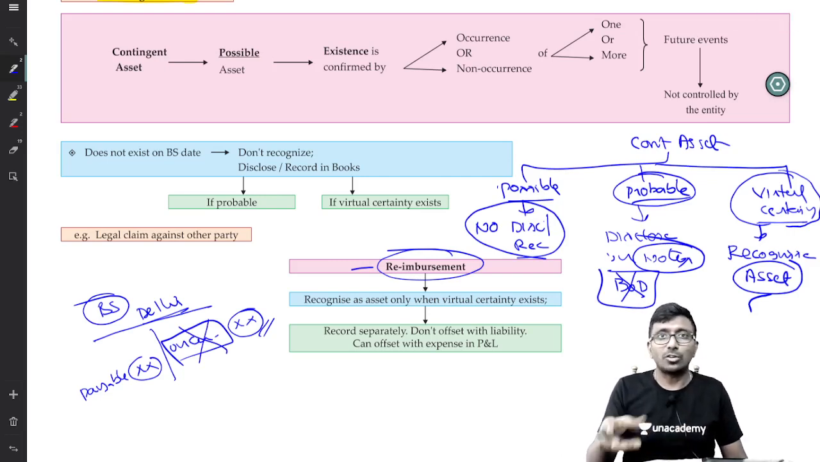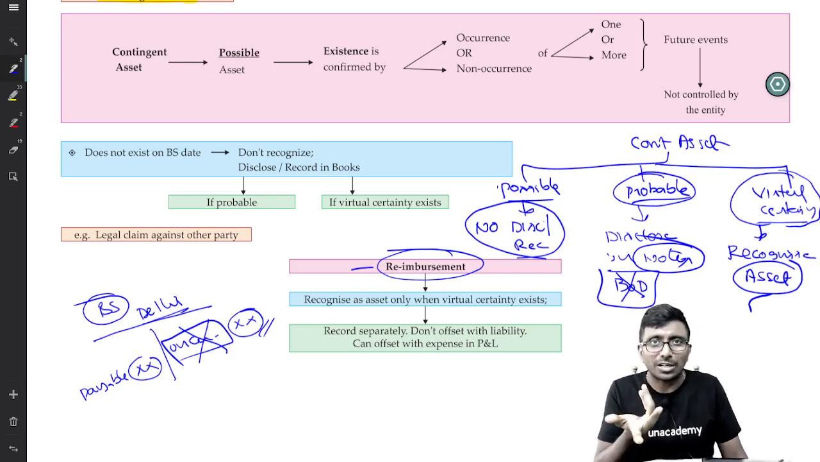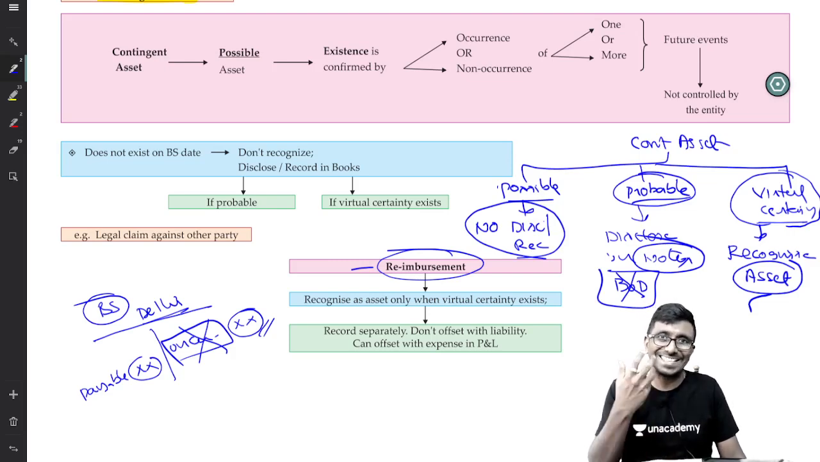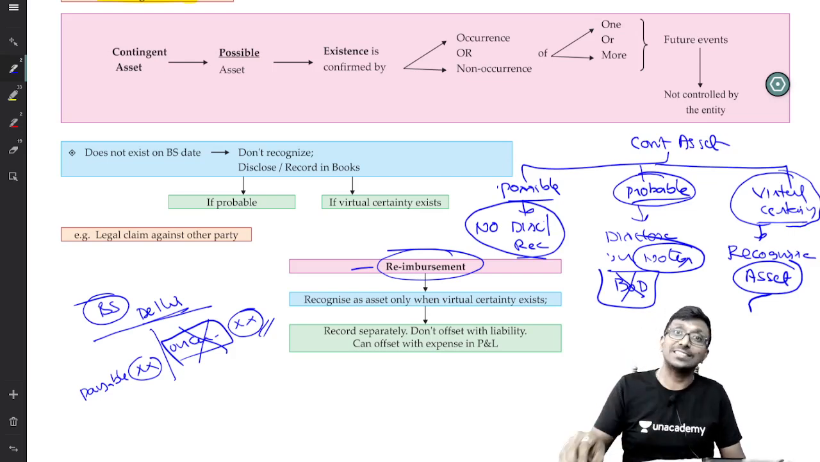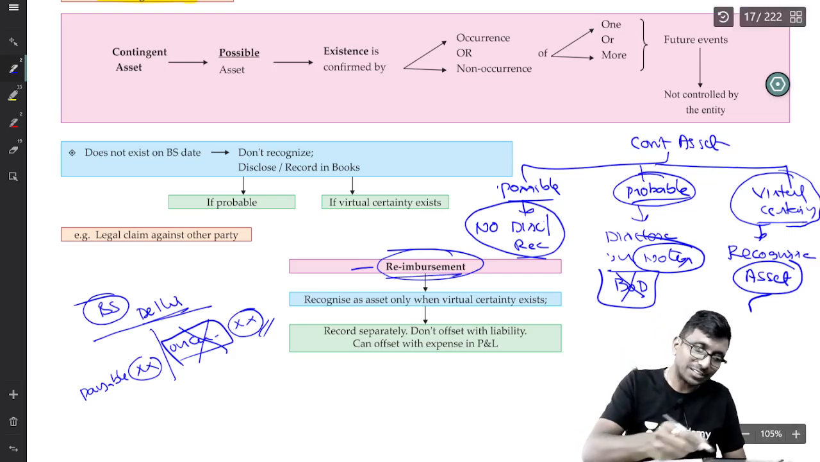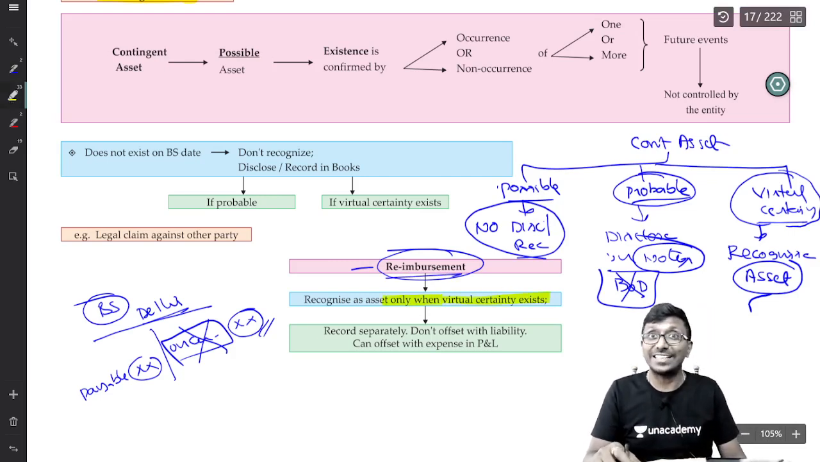Because if you record it, tomorrow the academy's responsible personnel will tell me, Ravi, why are you asking? When did we mention this? Have I told you orally? Have I told you in writing? How can you ask me like that? If he says like that, money will not come. That's the reason: unless there is a word, at least oral or written, or some confirmation, you don't recognize it. That's why for a reimbursement asset, you recognize it only when virtual certainty exists.